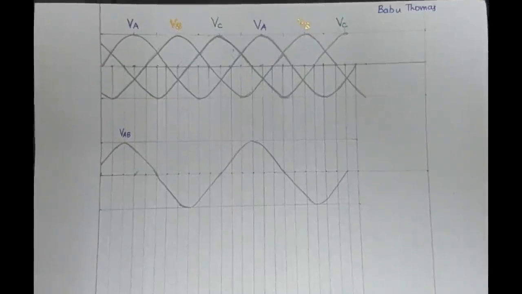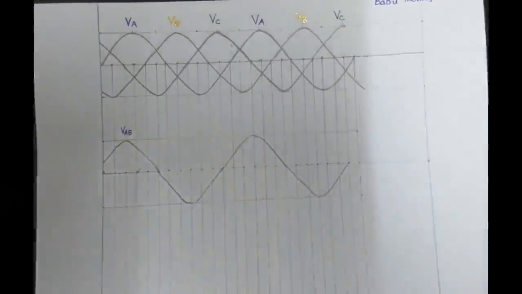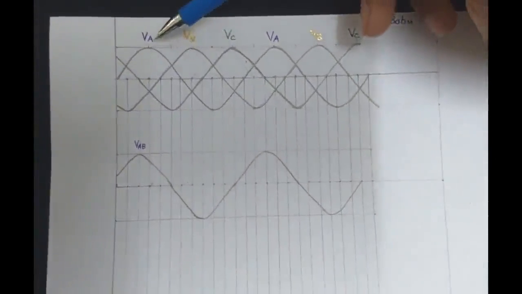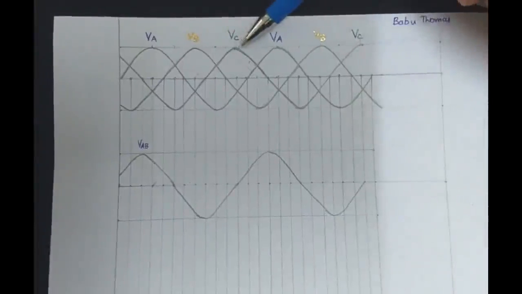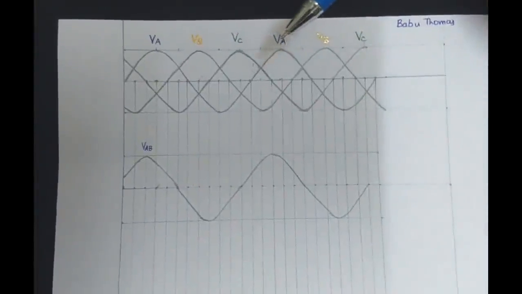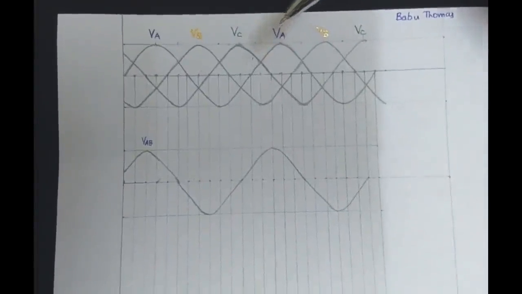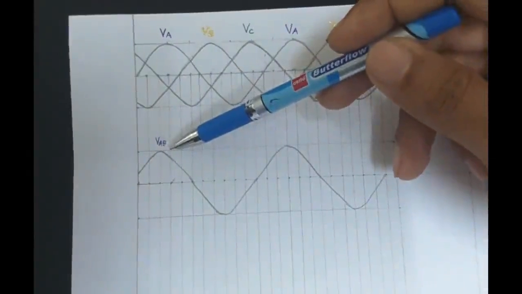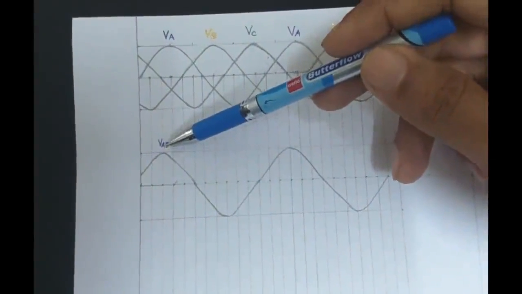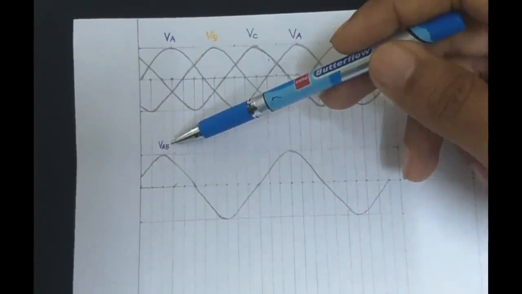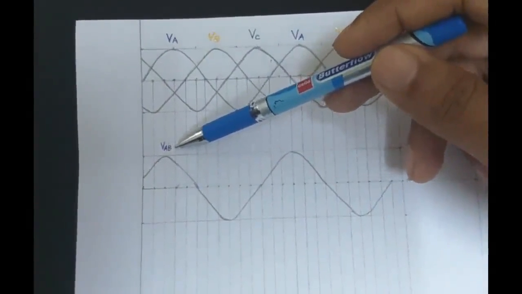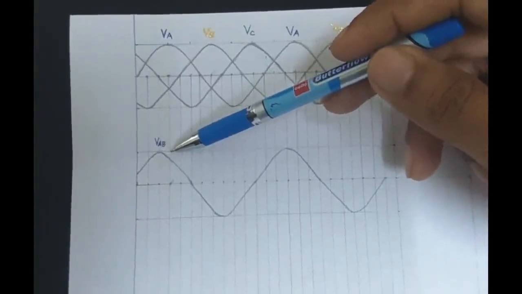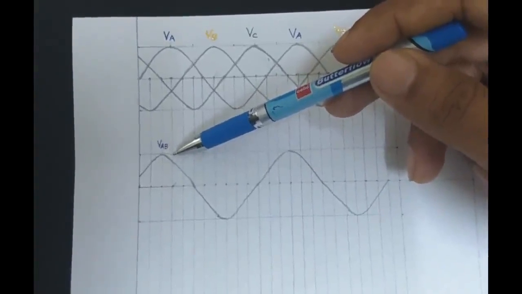We are going to discuss the three-phase system, and first we have drawn all the phase voltages VA, VB and VC, which are 120 degrees apart. Now we need to draw the line to line voltages. It is VAB. VAB is nothing but leading the corresponding phase voltage by an angle of 30 degrees. So here you can see the difference.